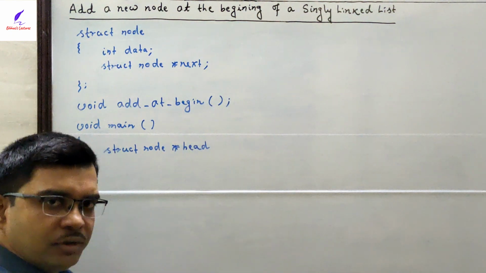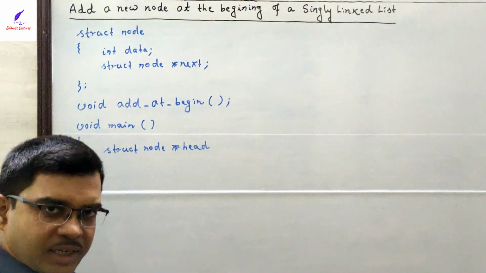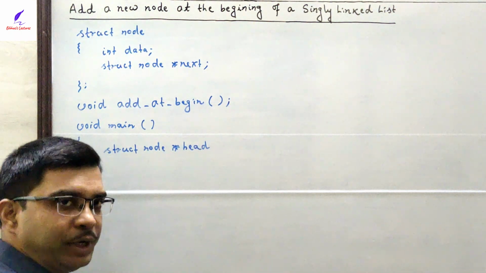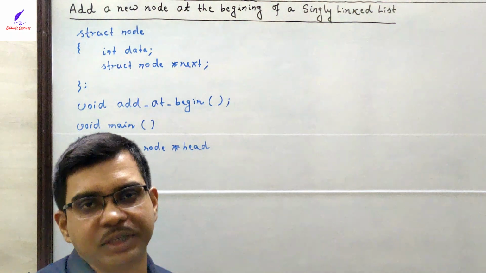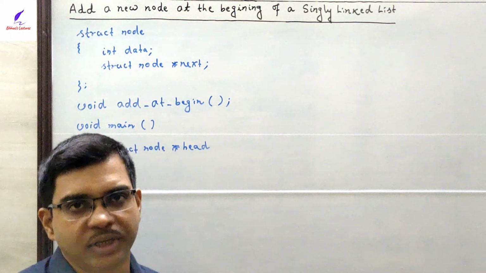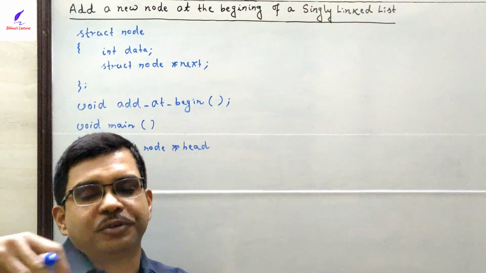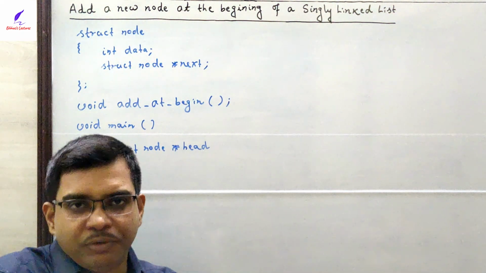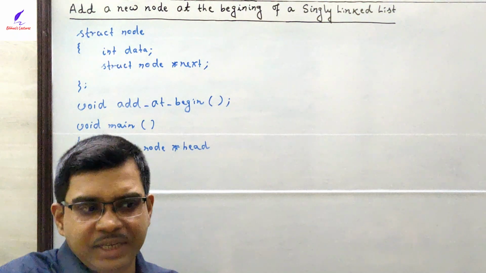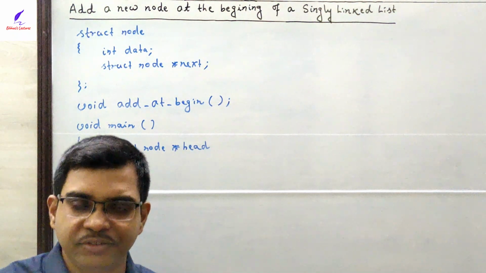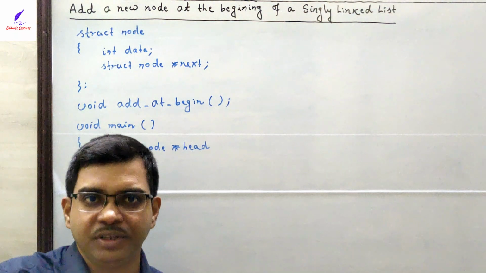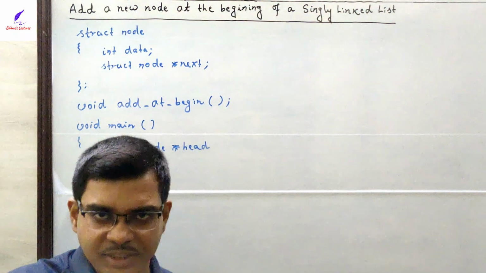Now in my previous video I drew the diagram, and at that time I told you that this head pointer is very important whenever you are working with a linked list. It may be a single linked list or double linked list, because this head pointer will contain the address of the first node of the list. Whenever you are working with a linked list, in single, double or circular linked list, you always have to start from the beginning of the list. You cannot start randomly from any other node.